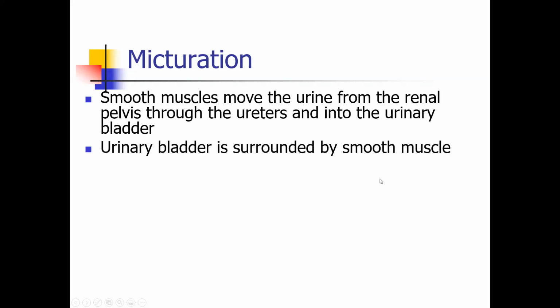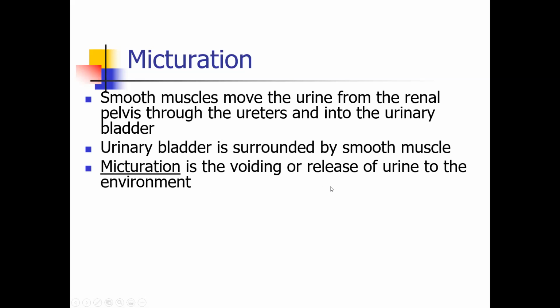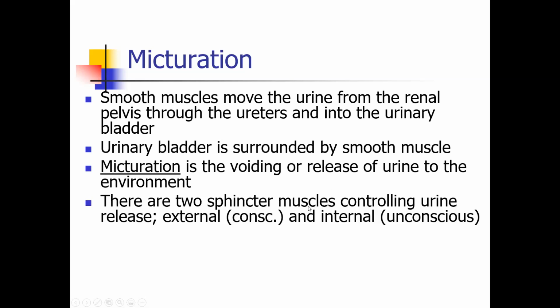All right, the urinary bladder is surrounded by smooth muscle. That is unconscious. So when we micturate, what we're not doing is contracting the smooth muscle around the urinary bladder. We're relaxing skeletal muscle, that's the sphincters that surround the urethra. And then when that happens, a reflex occurs, and the smooth muscle surrounding the urinary bladder starts to squeeze. Micturition is the voiding or release of urine to the environment.